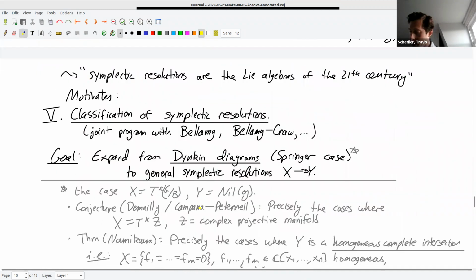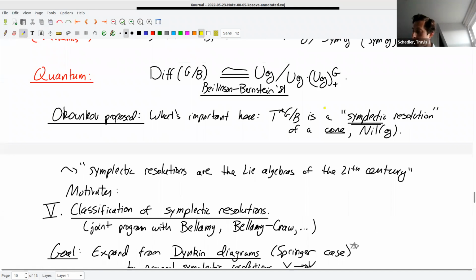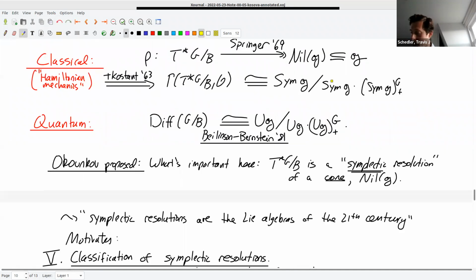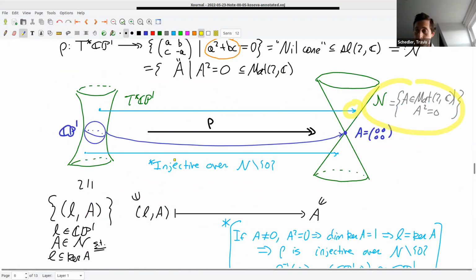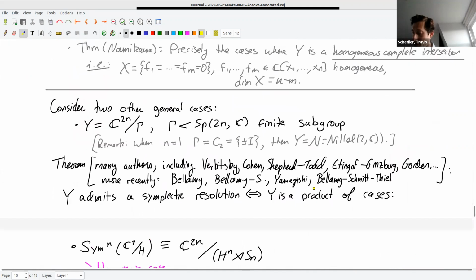Now I'm already at 50 minutes. Let me just say a little bit about this joint program. It'll take a few minutes, and then I'll take questions. This is a joint program with some collaborators of mine, Gwyn Bellamy and Alastair Craw and others. The goal is to classify more general examples than this Springer case of symplectic resolutions, and then at some point understand their representation theory.